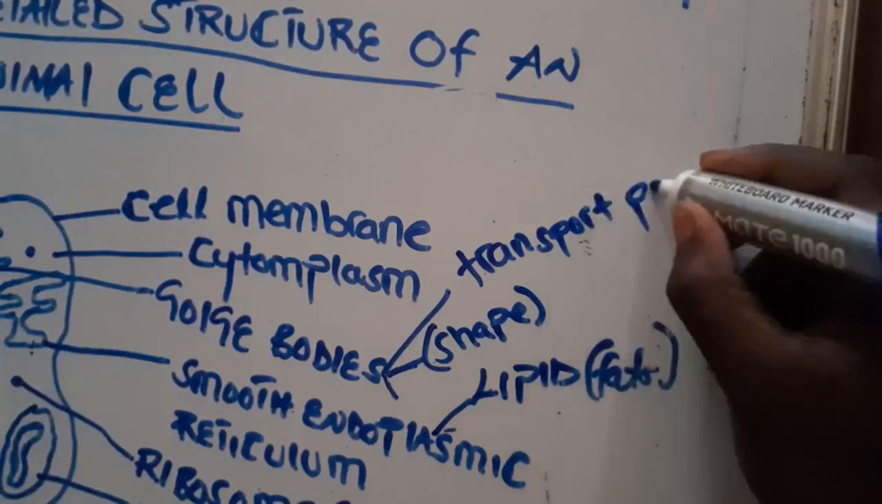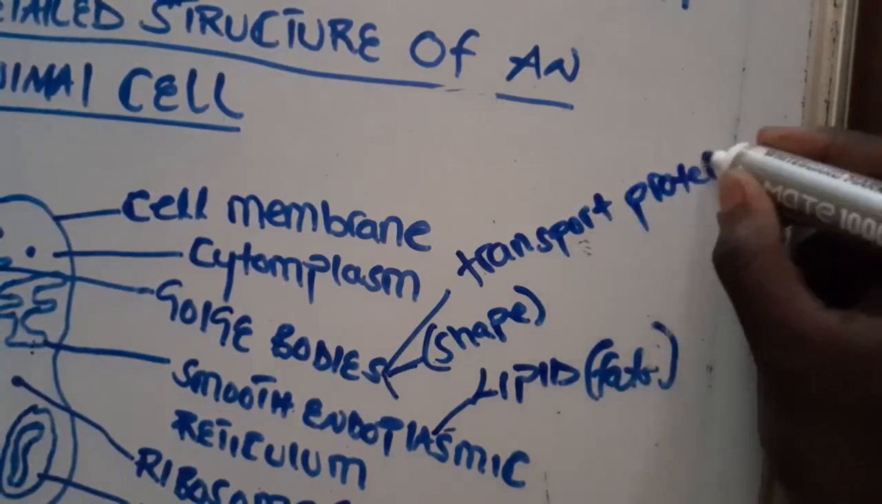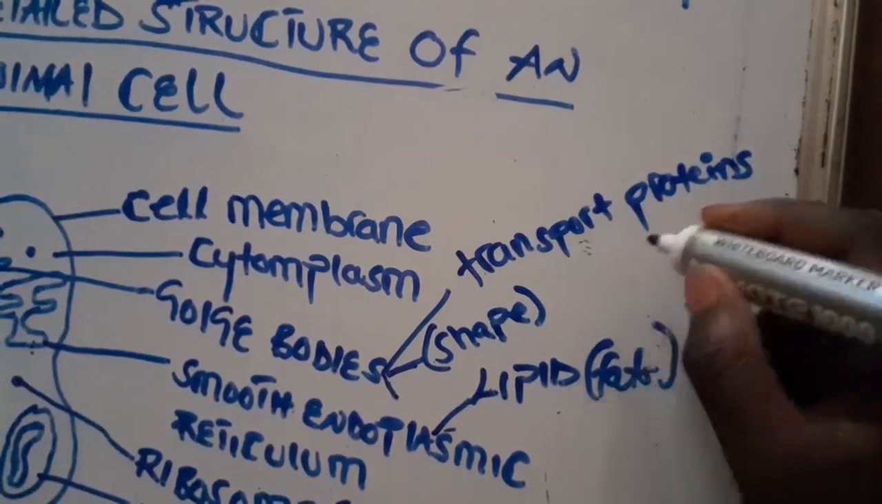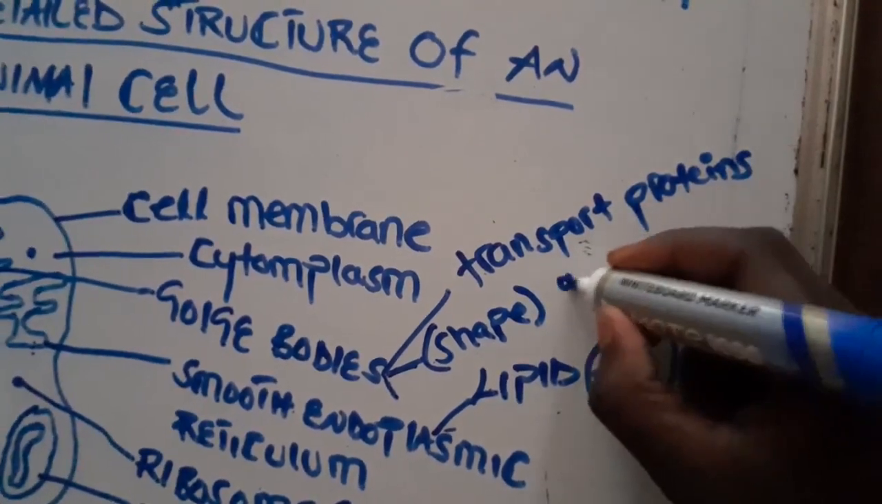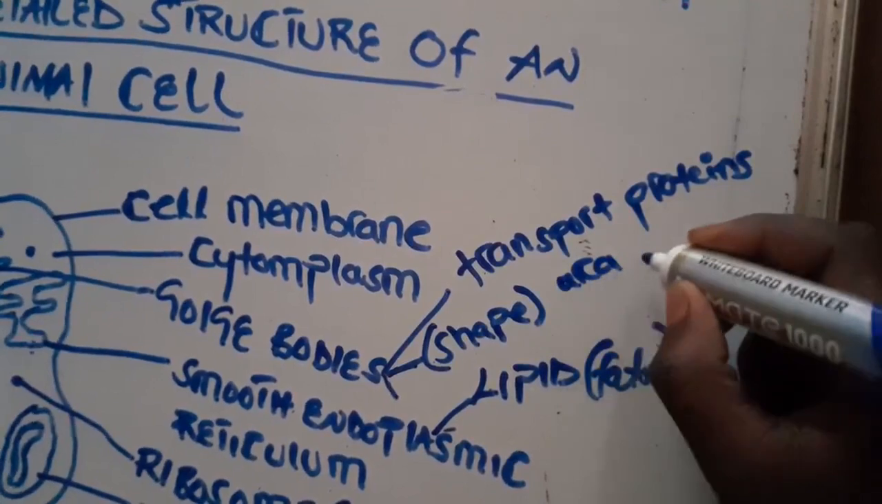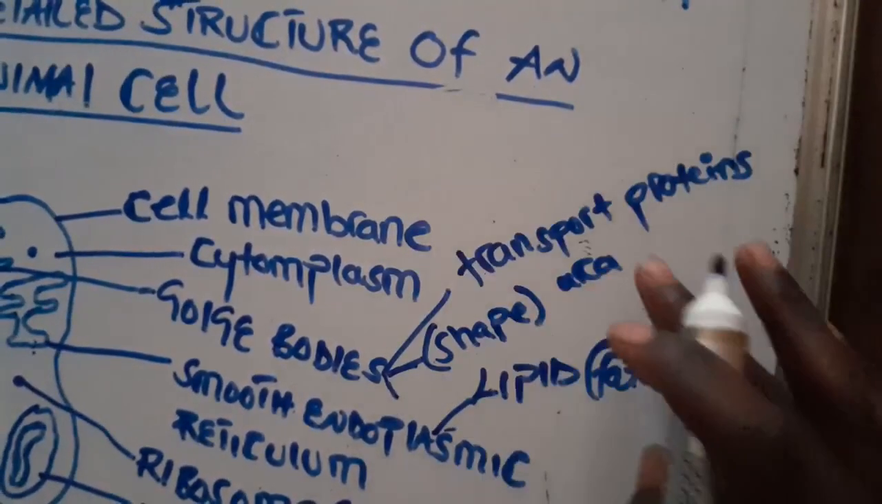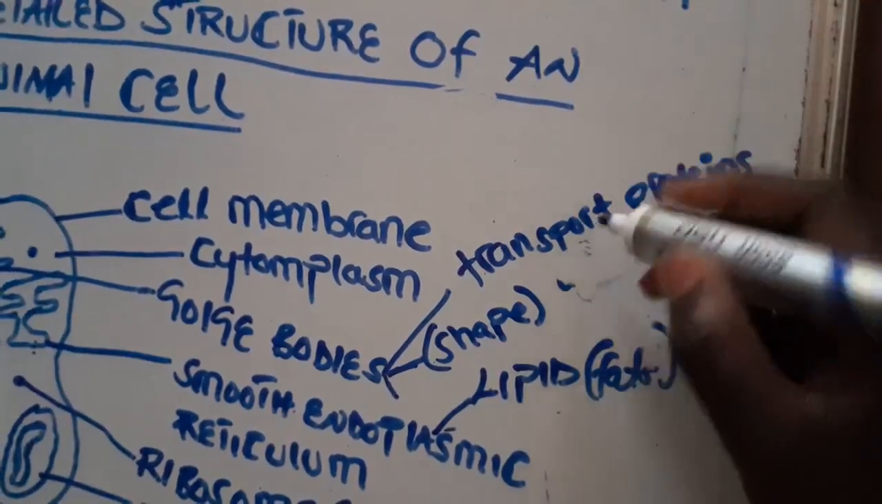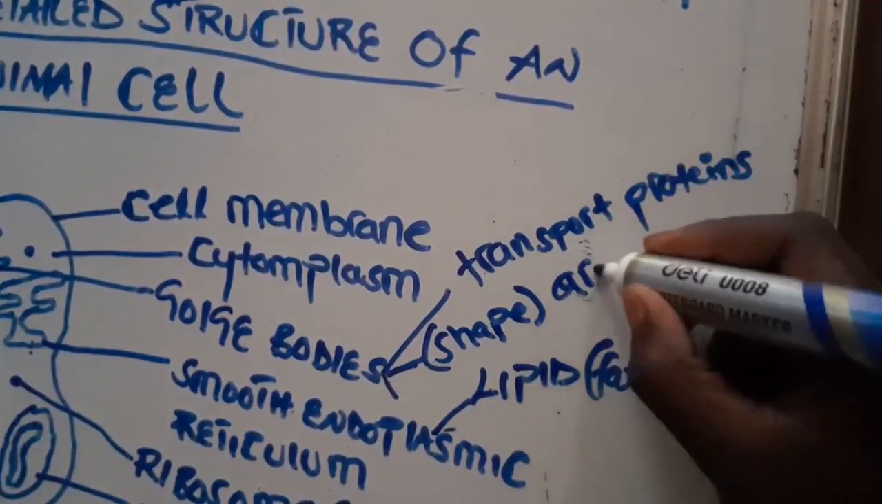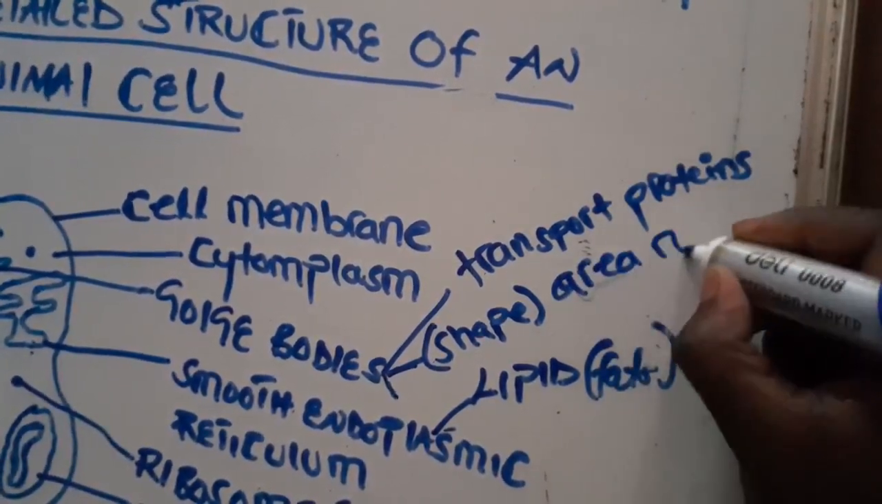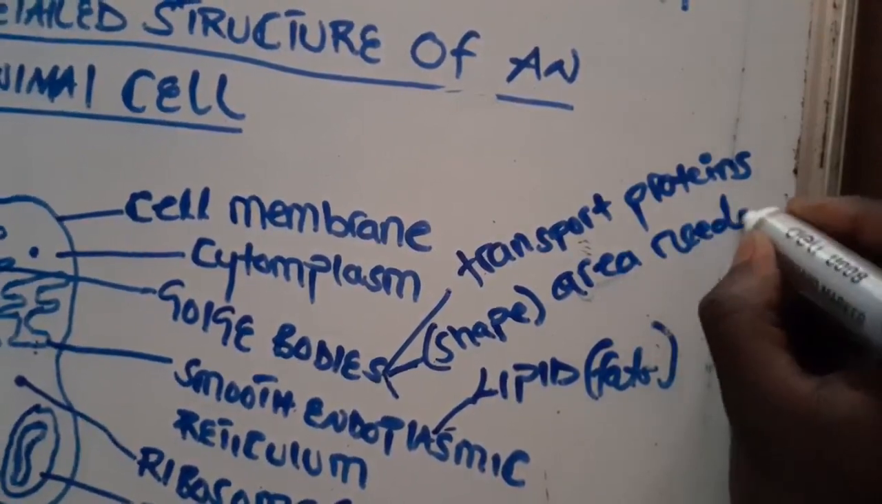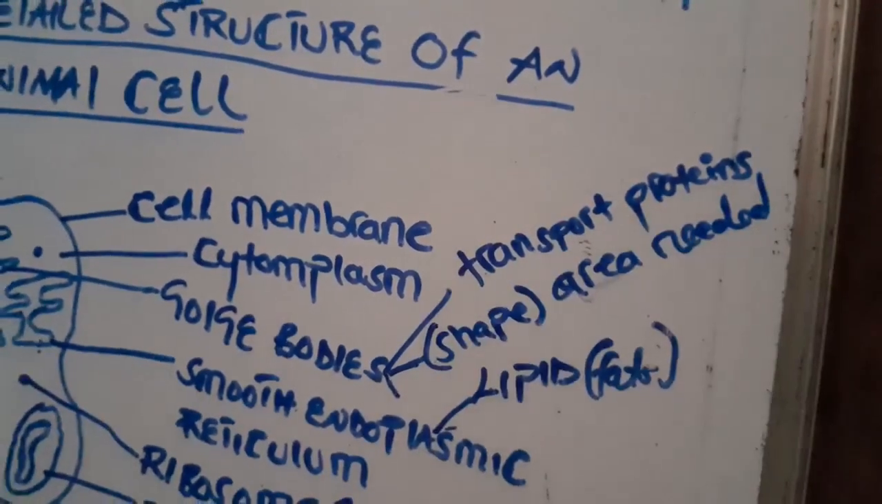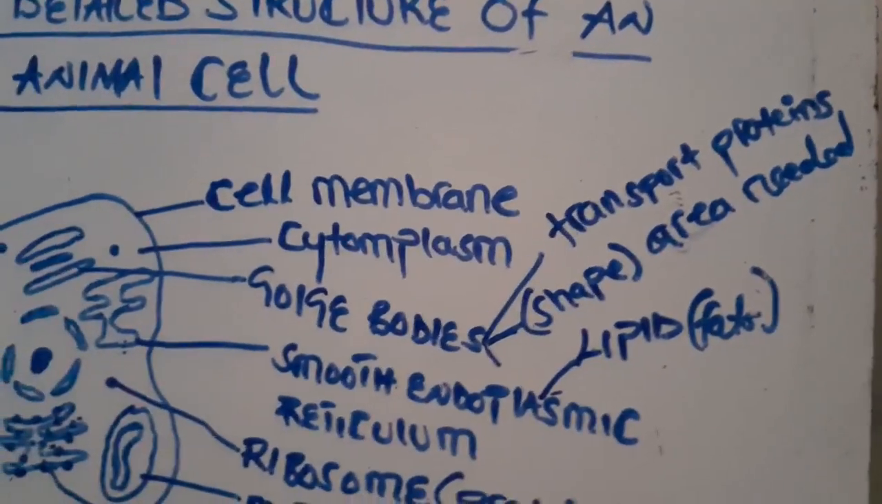They will transport the proteins to the area where they are needed. To an area where proteins are needed. So that is the function of these Golgi bodies.